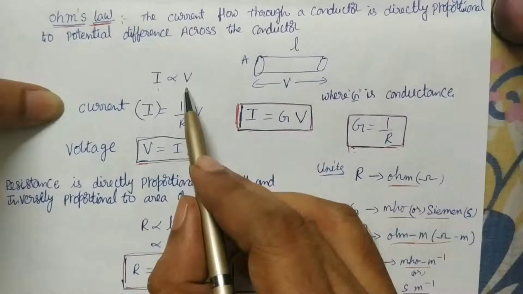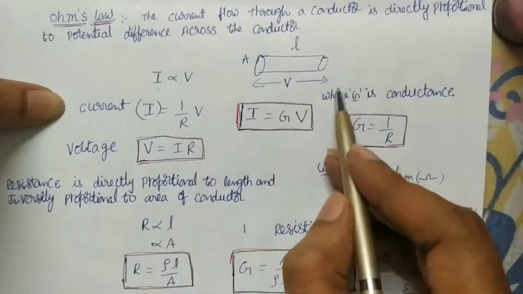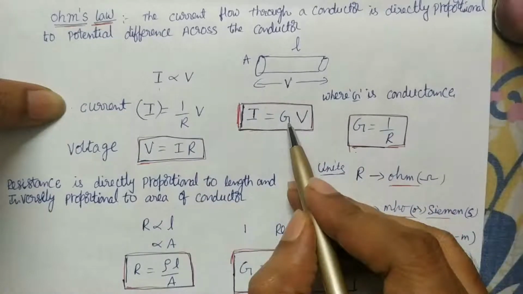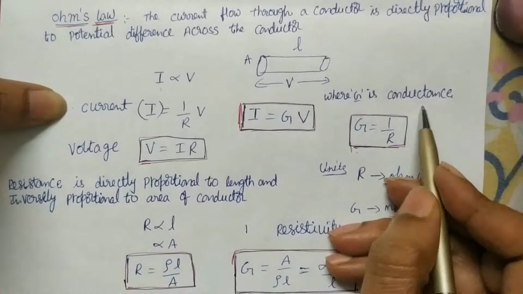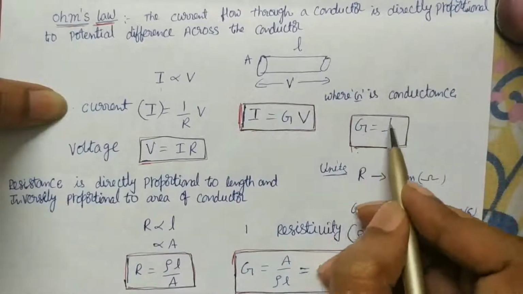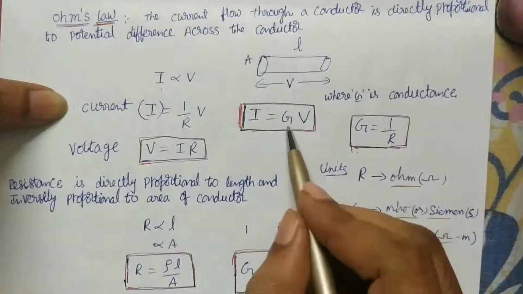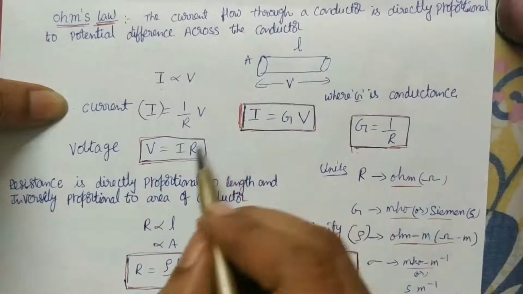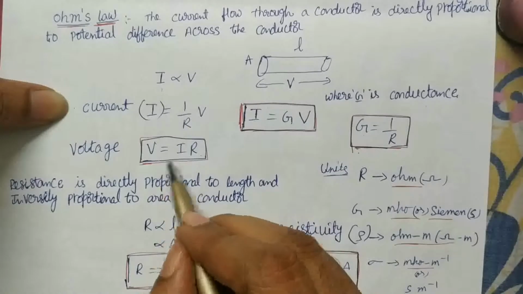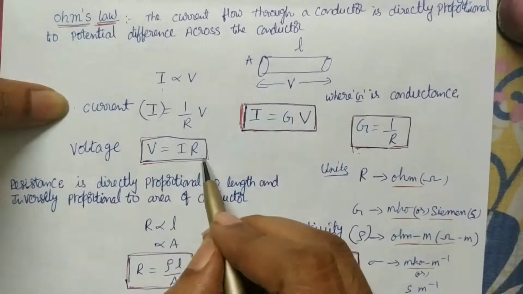To remove that proportionality, they use a constant, that is G. G is called conductance here. The reciprocal of conductance is what we call resistance. That's why in place of G you can take 1 by R. So I is equal to 1 by R into V, so V is equal to IR. This is Ohm's formula: V is equal to IR.